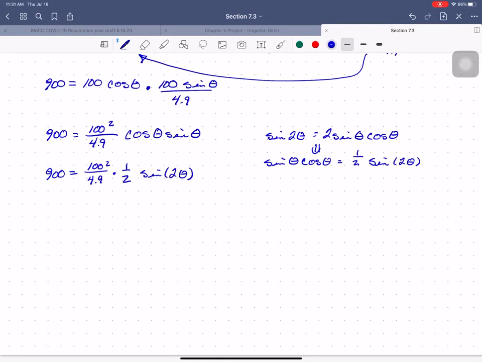All right, if I crunch a few numbers and do a little work, here's what I know. I'm going to end up with sine 2 theta equals 900 times, I can do 4.9 times 2 is 9.8, and I'm going to divide that by 100 squared. So 2 theta is equal to the inverse sine of all of that.